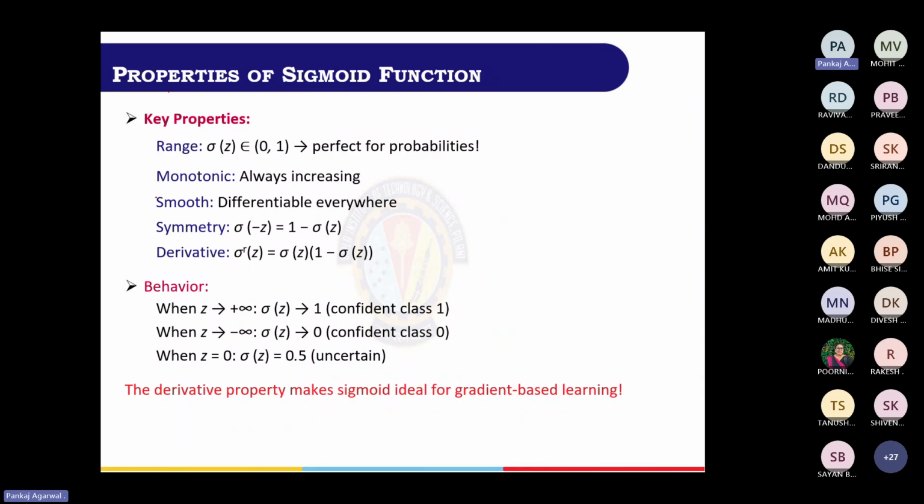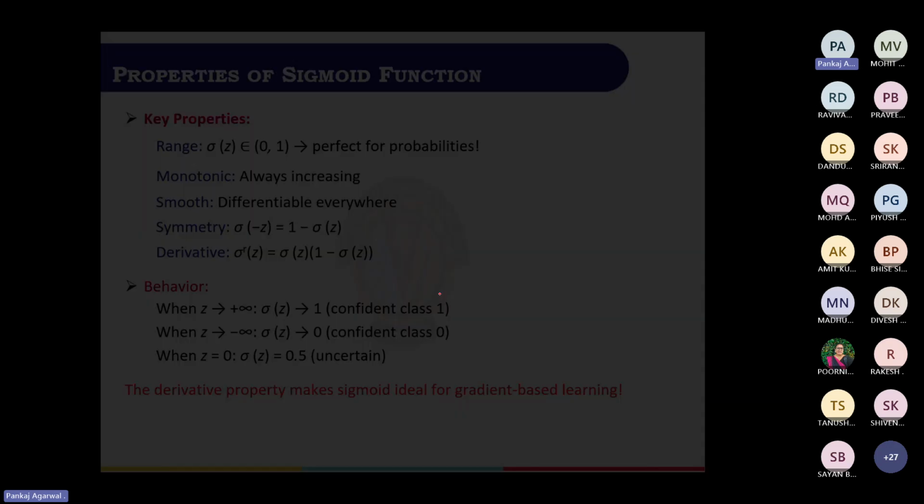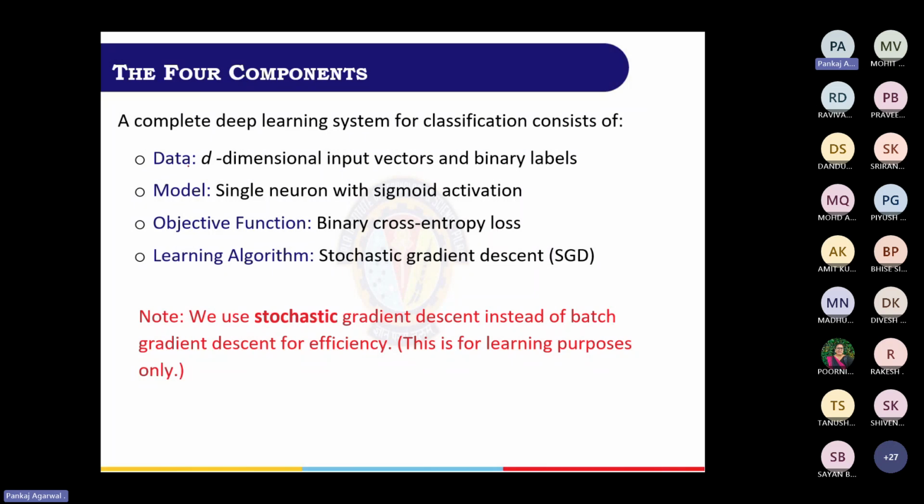Properties of the sigmoid function, everyone knows it. This was there in the slide, so I don't want to cover it. I've already spoken about the four components, everyone knows them. So there have to be the data points, right? There has to be a model, which we would build in the form of a single neuron with sigmoid. There has to be an objective function, for example.